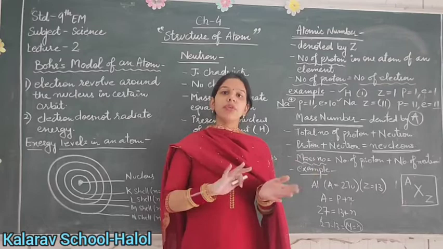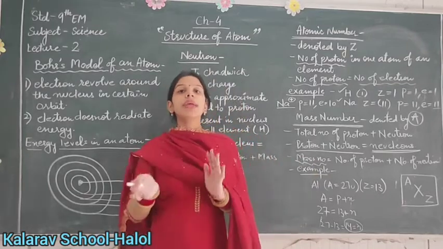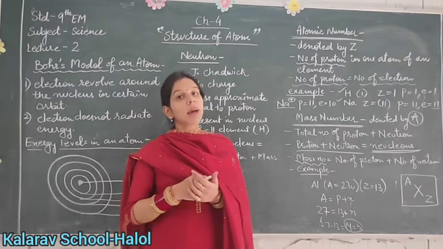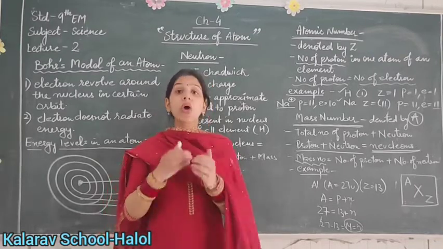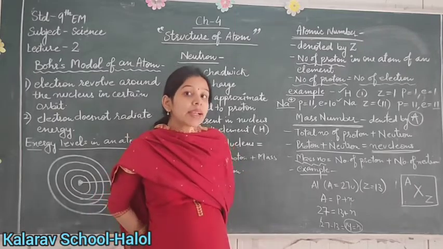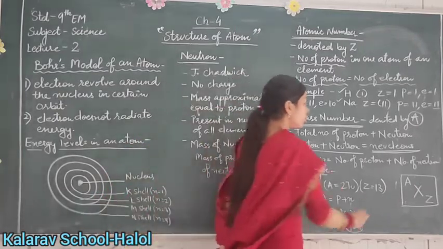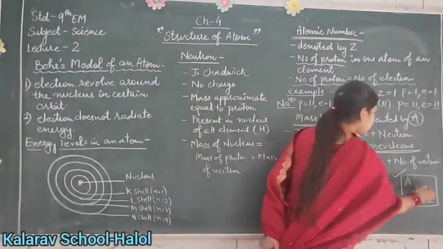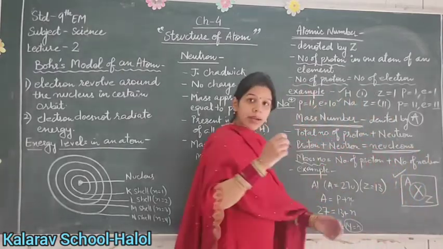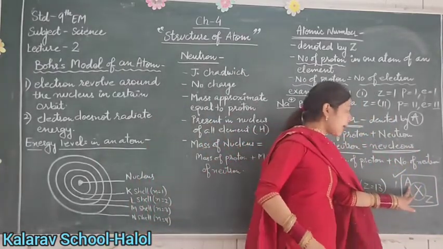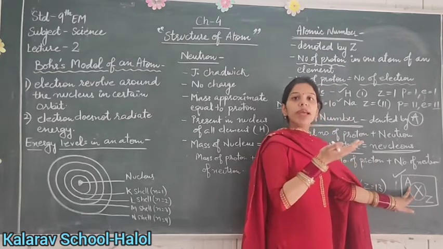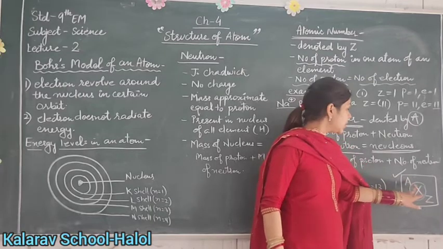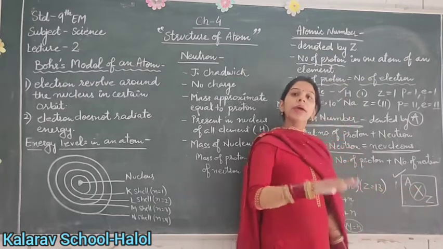Or vice versa, if we have the electrons, protons and neutrons, we can calculate the atomic number and the mass number. So next, how do we represent the symbol? To represent the symbol of an element, we use this criteria. Here X is the element and A is the mass number. It should be right on the top of the element, and Z is the atomic number. It should lie down.